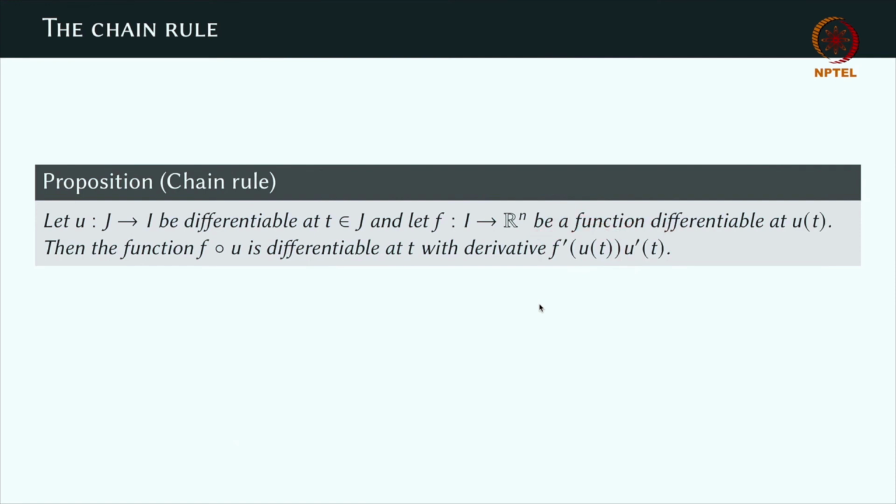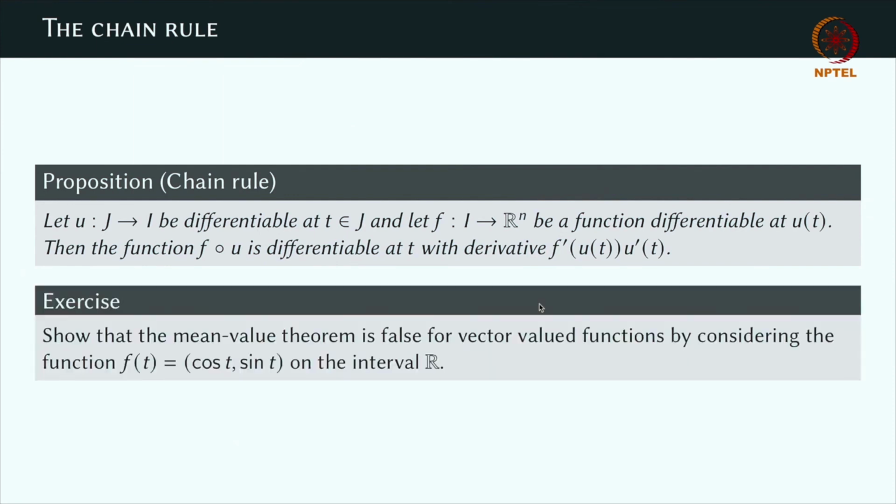Note u prime of t would be a number, f prime of u of t would be a vector. So this is a number times a vector, which is a vector, which is what is to be expected because f composed with u starts at j and ends in Rn. So it's a vector valued function of a scalar variable. Again, I'm not going to prove this. This is again left for you as an exercise, as an easy exercise if I might add.